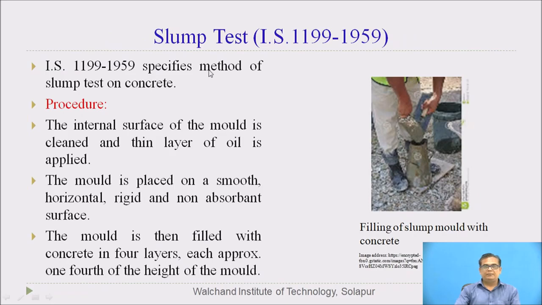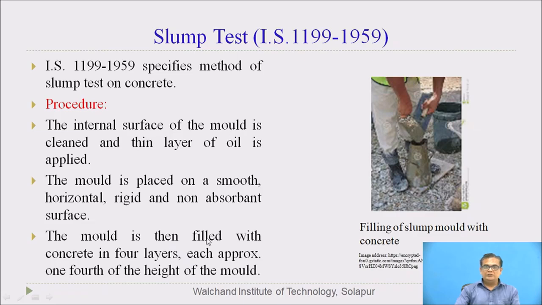Now let us see step by step the test procedure which is given by IS 1199/1959. Step number 1. The internal surface of the mold is first cleaned, and then a thin layer of oil is applied to the internal surface. Then the mold is placed on a smooth horizontal rigid and non-absorbent surface. Why is the internal surface oiled? So that there should not be any concrete sticking to the internal surface of the mold after the test is done.